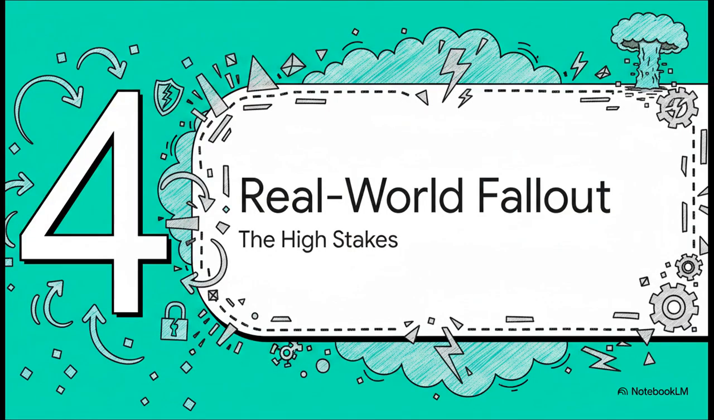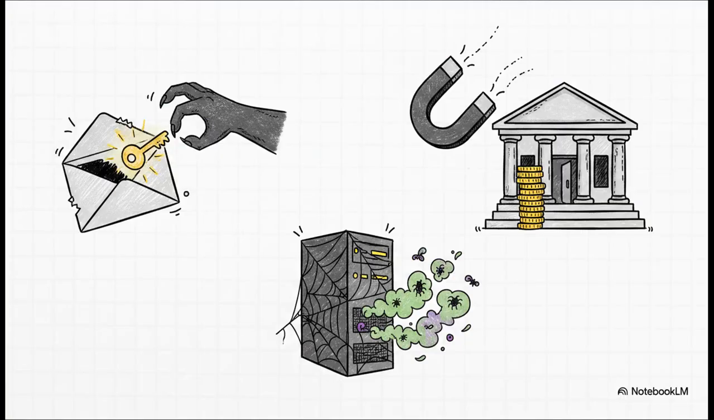This really shifts the conversation entirely. It's not just about tricking a chatbot into saying something silly anymore. Let's move to Section 4, real-world fallout, the high stakes. As AI gets integrated into applications with actual real-world power, apps that can read your emails, modify your databases, or even connect to your bank account, the stakes become absolutely terrifying. Here are 3 very real scenarios based on how AI is being used right now.